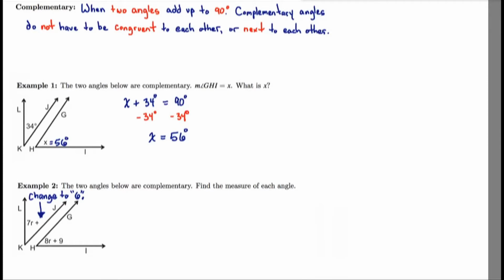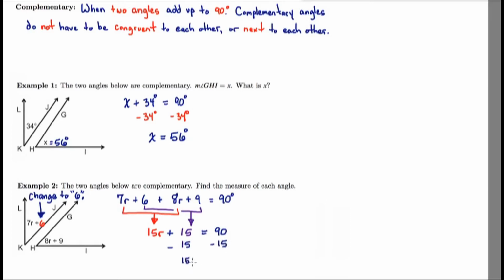In example 2, let's change this one expression here to read 7r plus 6, and the other one's 8r plus 9. So we know these two angles are complementary, so I can take these expressions, add them to each other, and set it equal to 90 degrees. So we can add like terms. Our r terms go together, and our constants go together, 6 plus 9. So we get 15r plus 15 equals 90. Now I can subtract 15 to both sides. I get 15r equals 75. Undo multiply 15 by dividing it to both sides, and r equals 5.